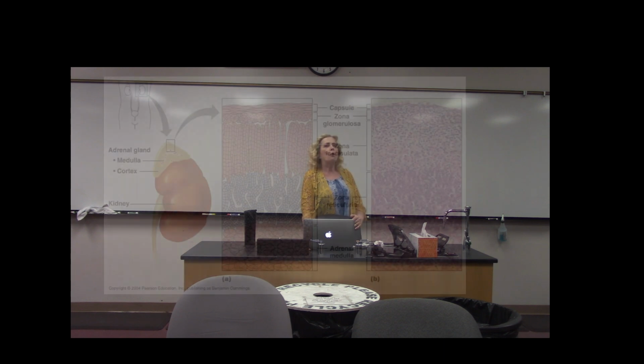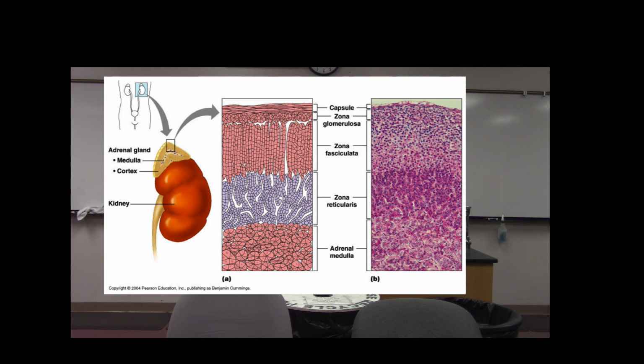Now, if you look at the adrenal cortex, it has three major zones or three major areas to it. Towards the surface of the adrenal gland is what we call the zona glomerulosa. Then a little bit deeper is the zona fasciculata, and then a little bit deeper than that is the zona reticularis, and then you have the adrenal medulla. So going from the outer surface: zona glomerulosa, fasciculata, reticularis, and then the adrenal medulla. This shows you the glomerulosa, fasciculata, reticularis, and then the adrenal medulla.